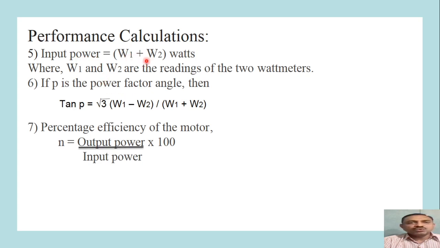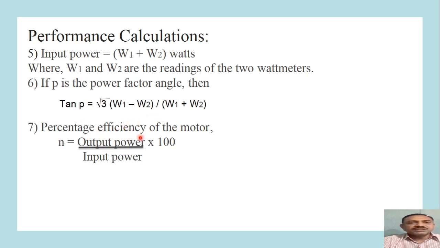By use of these two readings, that is W1 and W2, we can calculate the power factor angle of the 3-phase induction motor. That angle will be tan of that angle equal to root 3 multiplied by the difference of W1 and W2, divided by the sum of the readings of W1 and W2. If you take the inverse tan of this value, then we will get the power factor angle of the induction motor at the given loading conditions. So for each reading, we can calculate the power factor angle.